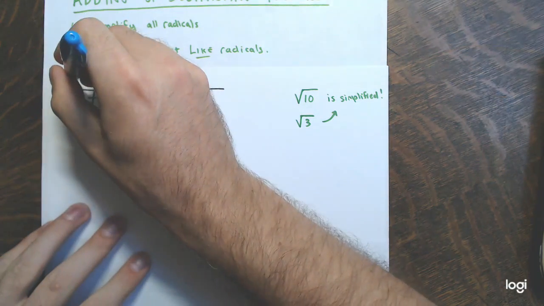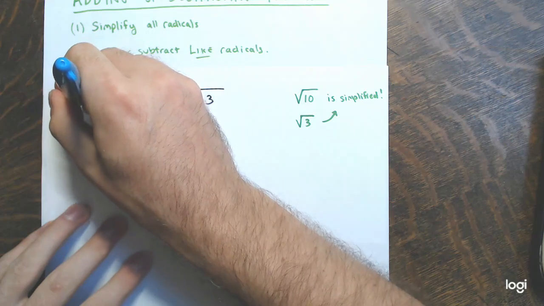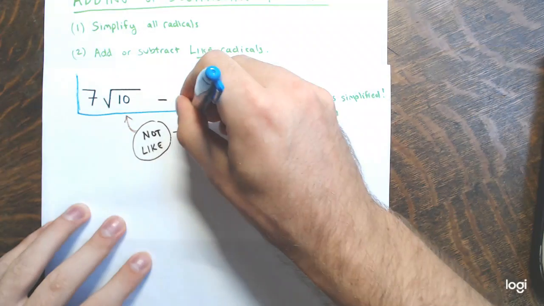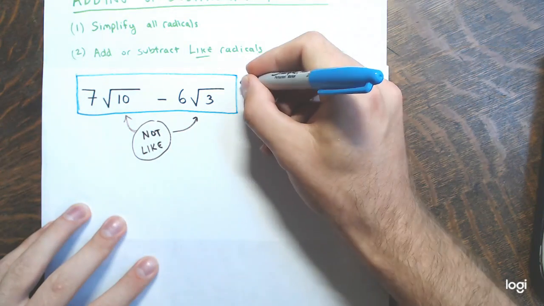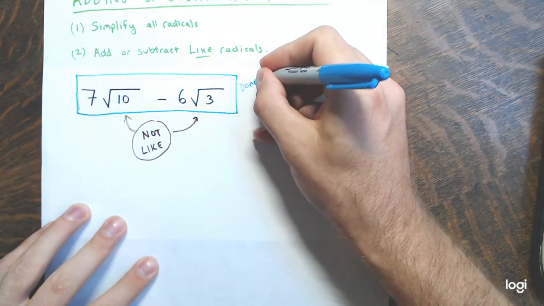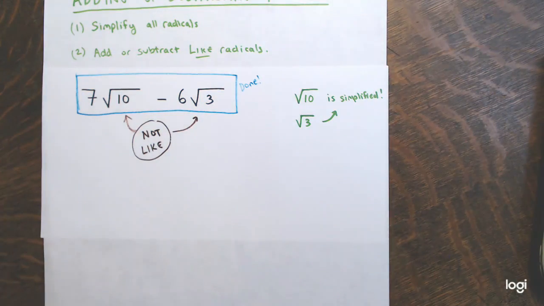So you can't do anything. This is it. Kind of a tricky question, right? But I'll just put this in a box. You're done. I can't do anything with this expression. I cannot simplify it any further. All right, so be careful with that too.